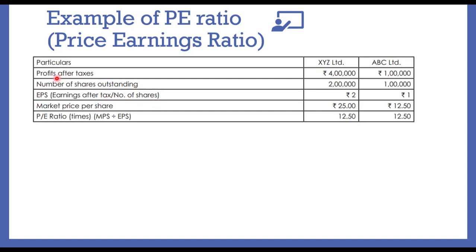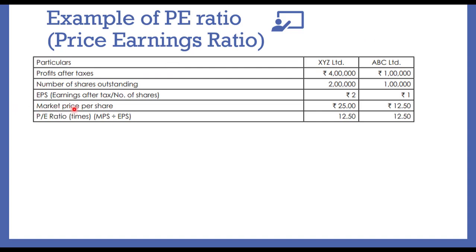When you see the words profits after tax, it is very clear that these are the profits left for distribution to the equity shareholders. And number of shares outstanding implies here the equity shares. So the formula is very simple. You just have to divide 4 lakhs by 2 lakhs. Similarly, 1 lakh divided by 1 lakh. You should always remember that EPS is a per share value. So here we get rupees 2, here we get rupees 1.